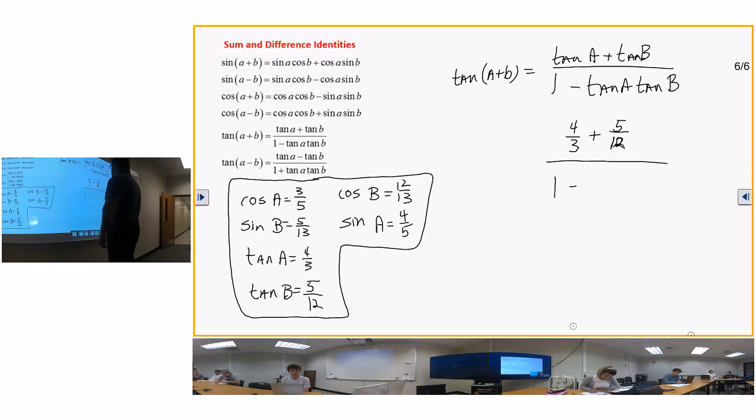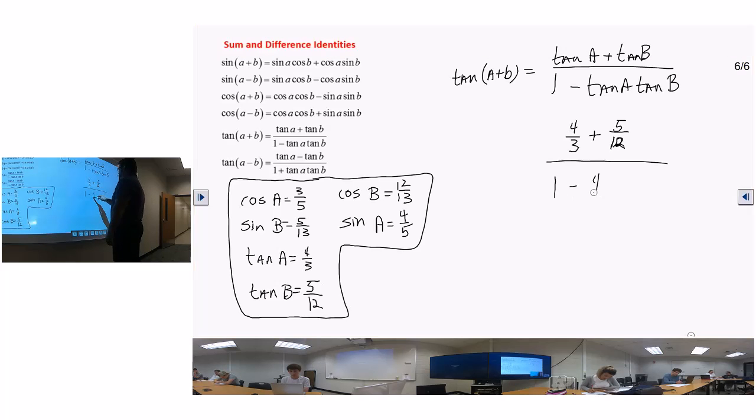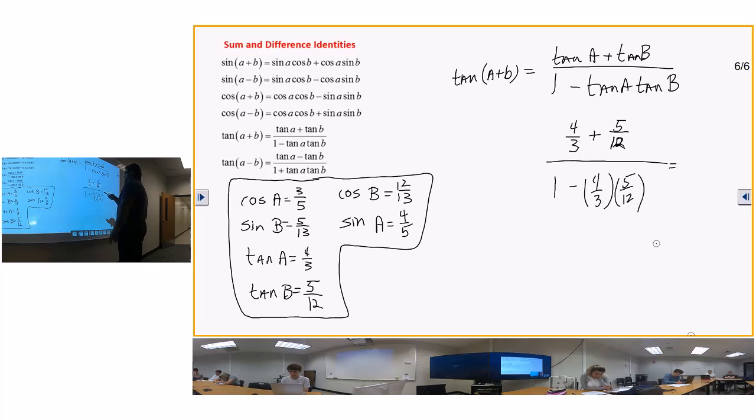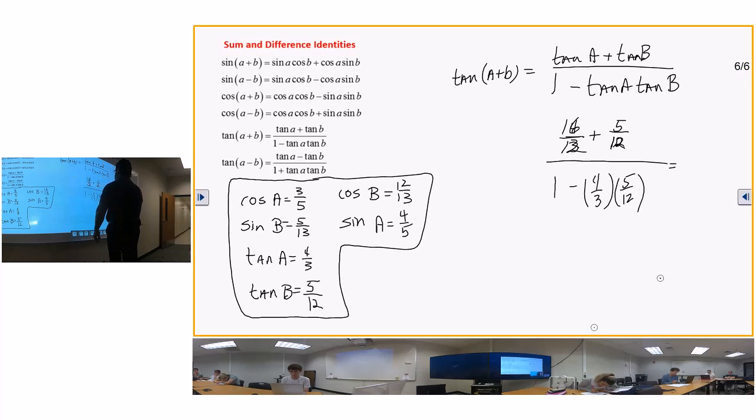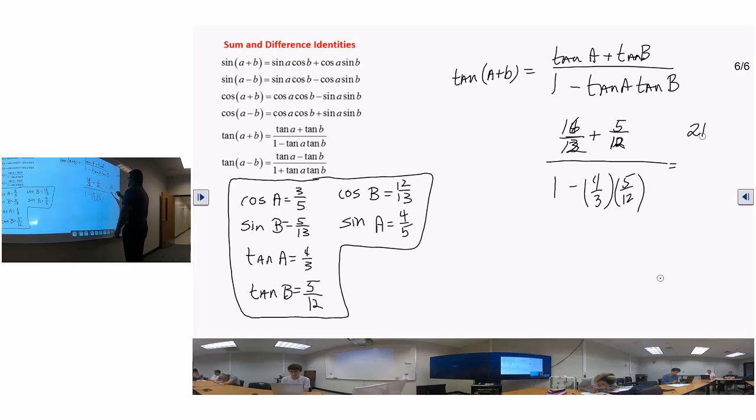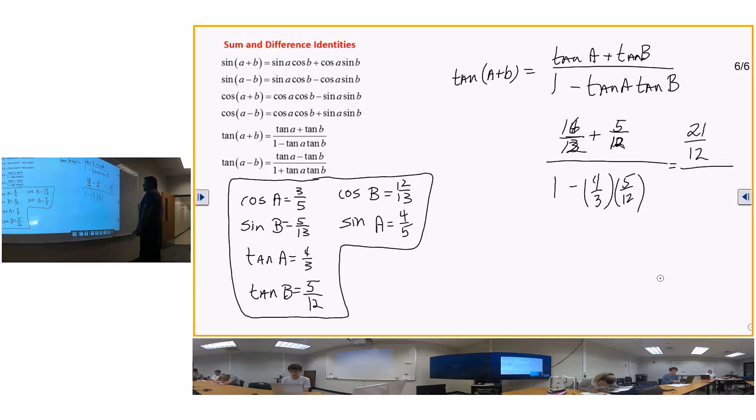1 minus 4/3 times 5/12. Let's just go ahead and get a common denominator. This is going to be 16/12. 16/12 plus 5/12 is 21/12, over, and then this is going to be 4 times 5.